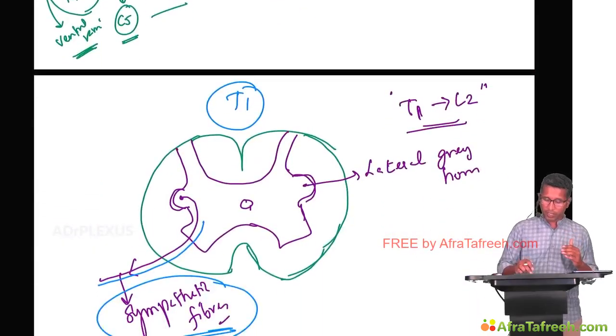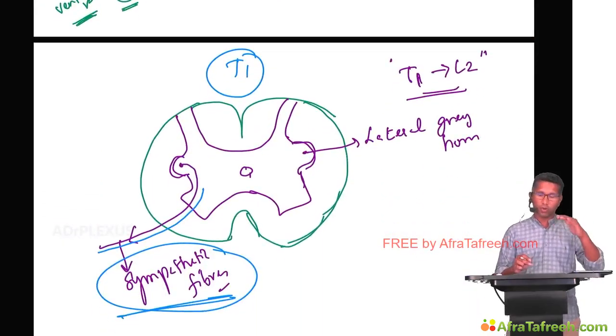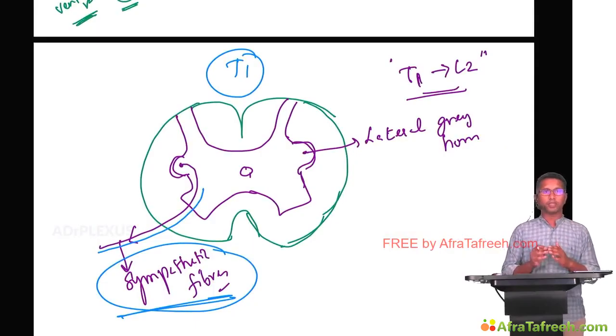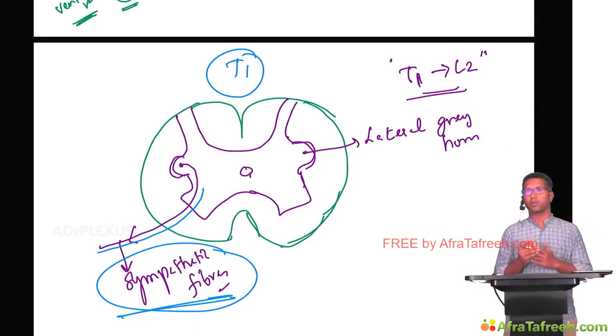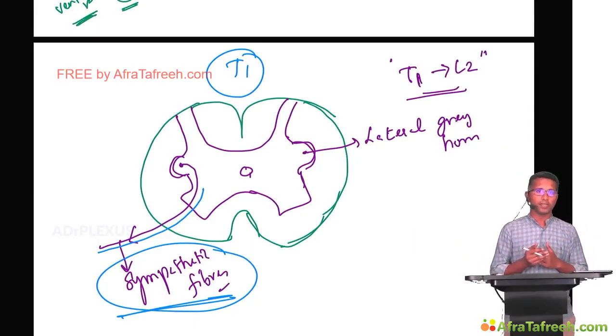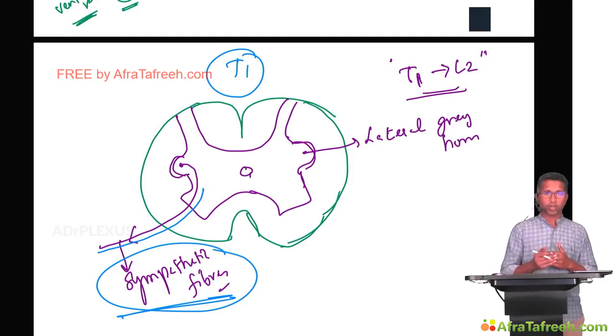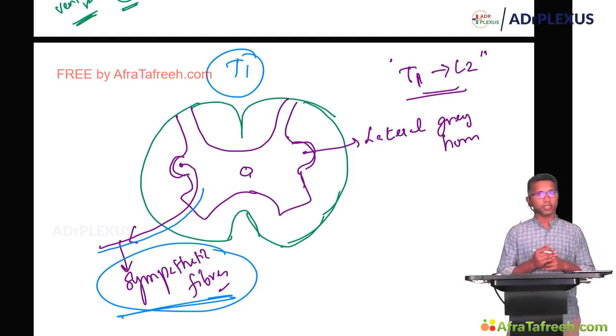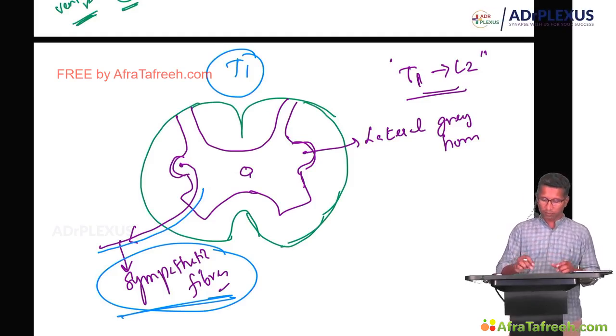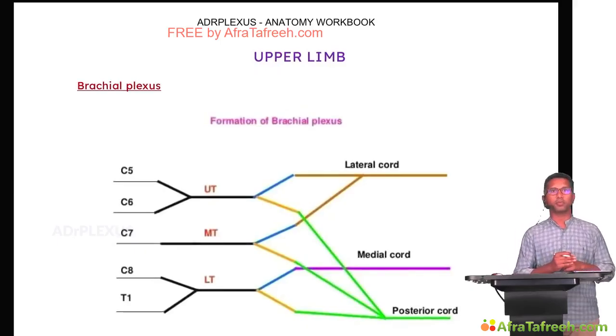If I make a section of the spinal cord at the level of T1 or from T1 to L2 level, I can see another root coming along with it. And what is that root? That root is nothing but the sympathetic fibers coming along with the motor root, guys. So with this basic, we'll go to the brachial plexus, guys.